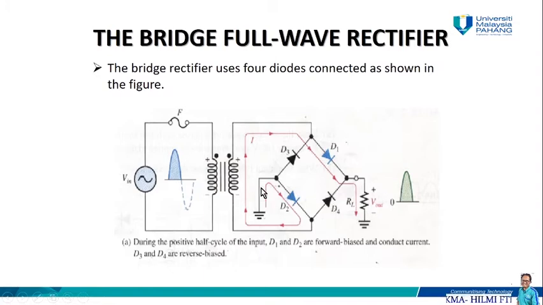Therefore the currents are going to flow through D1 and D2, and the voltage is going to be developed across load resistor RL, and it's going to look like the positive half of the input cycle. So it is going to be the same as the input. And during this time, D3 and D4 are reverse bias, so no current is flowing.